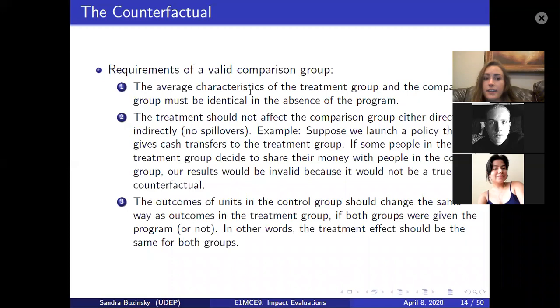And then the second requirement is that the treatment should not affect the comparison group either directly or indirectly. So this is called spillovers. So if the treatment is affecting the control group, for example, if somehow, even though the control group isn't supposed to receive treatment and it does receive treatment, what do you guys think can be the consequences?